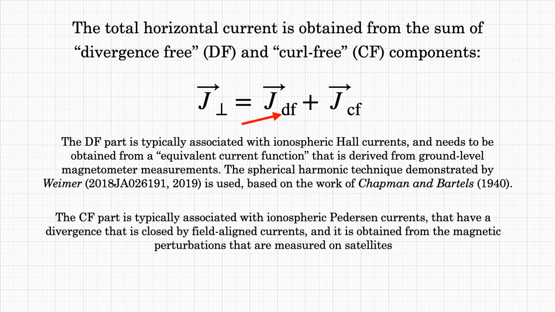The divergence-free part is typically associated with ionospheric Hall currents and needs to be obtained from an equivalent current function that is derived from ground-level magnetometer measurements. The spherical harmonic technique demonstrated in a 2019 paper is used. This was based on the work of Chapman and Bartels in 1940. The curl-free component is typically associated with ionospheric Pedersen currents that have a divergence that is closed by field-aligned currents, and it is obtained from the magnetic perturbations that are measured on satellites.